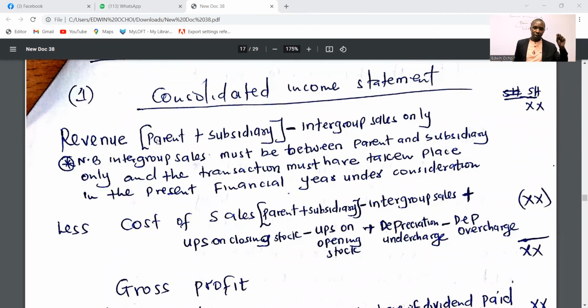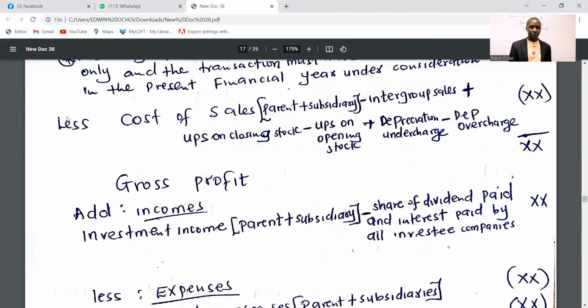And this intergroup sales is the one which took place in the financial year under consideration. That's all about revenue. For the cost of sales, you take the figure of the parent plus subsidiary, you minus intergroup sales. The same you deducted under revenue, you add the UPS. We have explained what UPS is on closing stock, meaning that the goods were unsold by the end of the year under consideration.